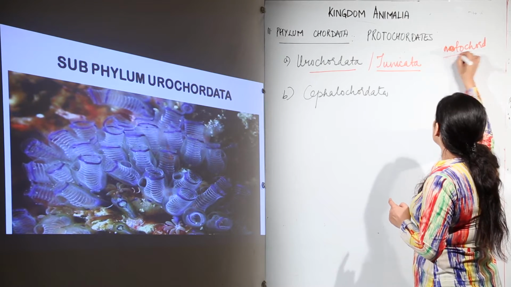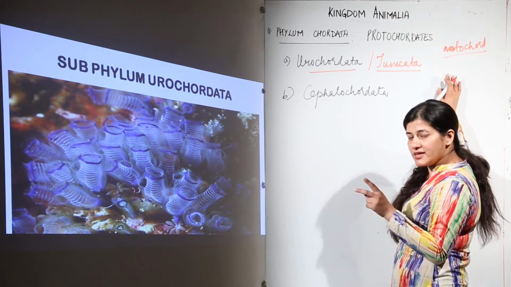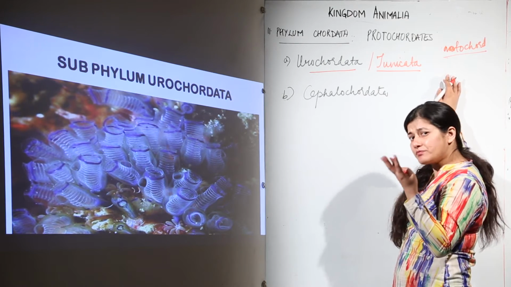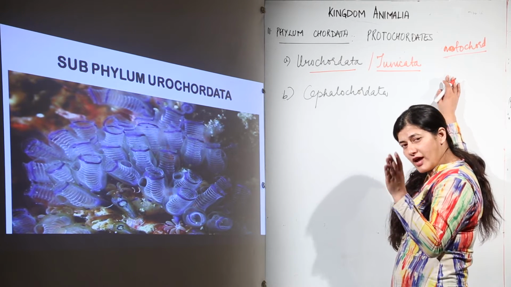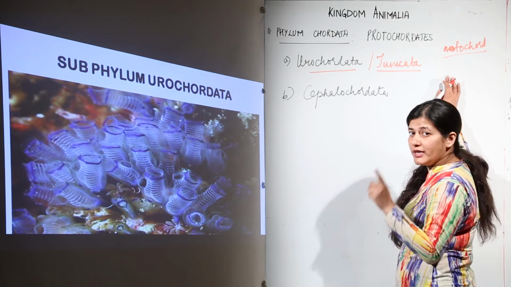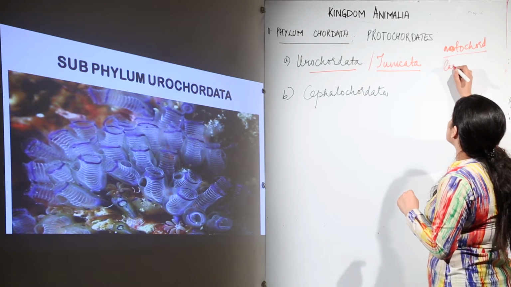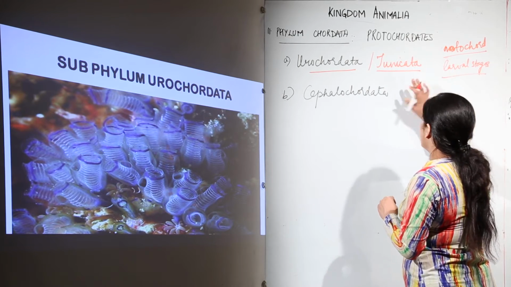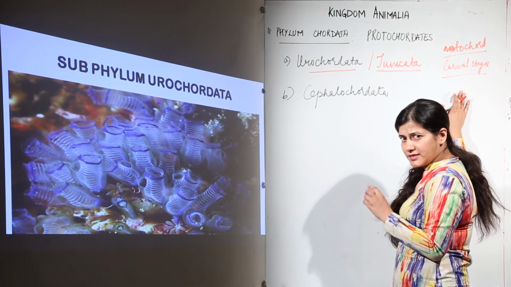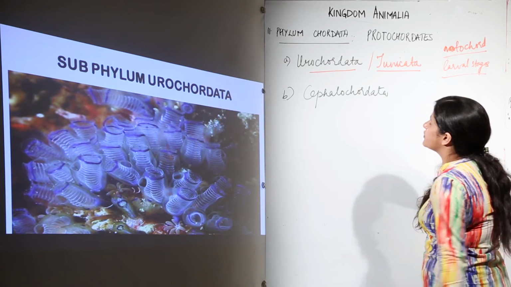The organism is not going to have notochord present otherwise, it would have pharyngeal gill slits. It will have a post-anal tail, a little bit of it would be present, and it would have notochord, but only in the larval stages. So the larval stages of the urochordates will have notochord present in them. That is why they are classified under Protochordates.